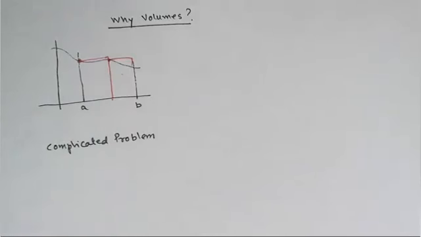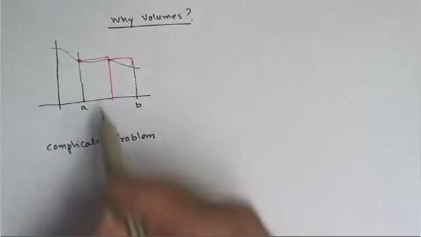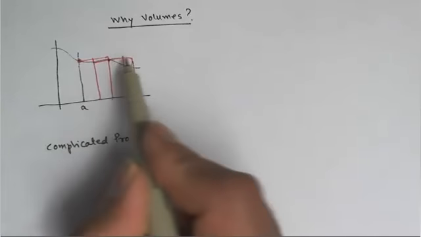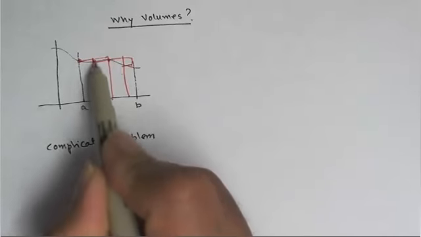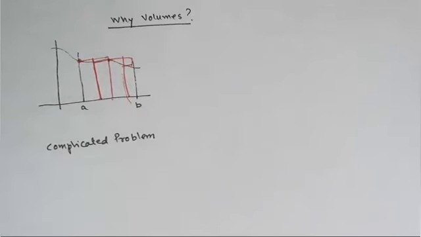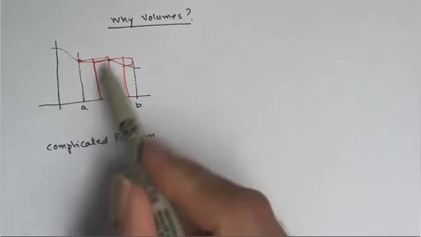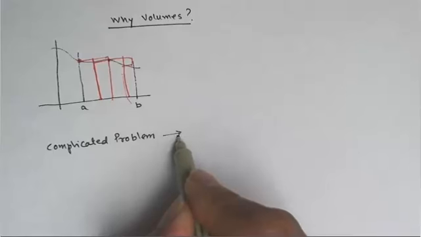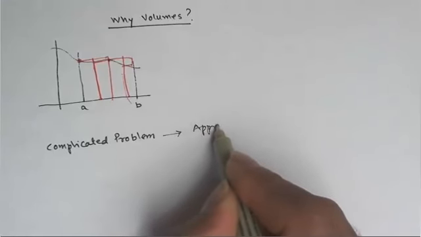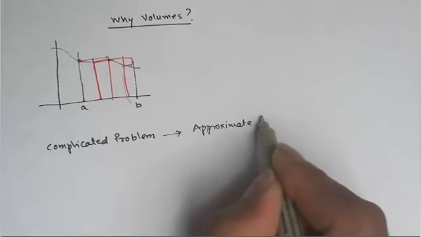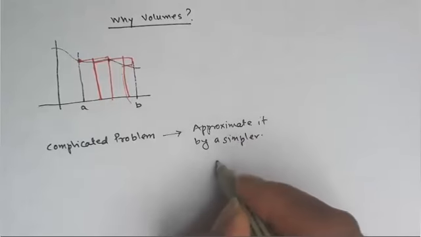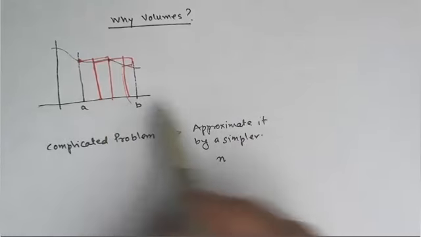Okay, and then we can go ahead and say, okay, maybe I can do even better. I can split this into four rectangles, and now I can take that strip, that strip, that strip, that strip, and get an even better approximation. And we can keep doing this. We can chop this into finer and finer rectangles. So what we're really doing is we're taking the complicated problem and we are approximating it by a simpler problem. And the simpler problem usually has some finite pieces to it.